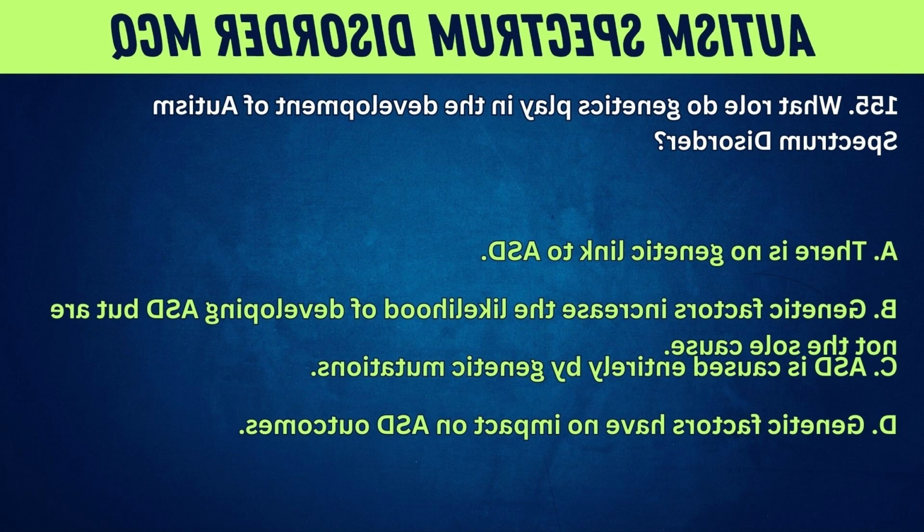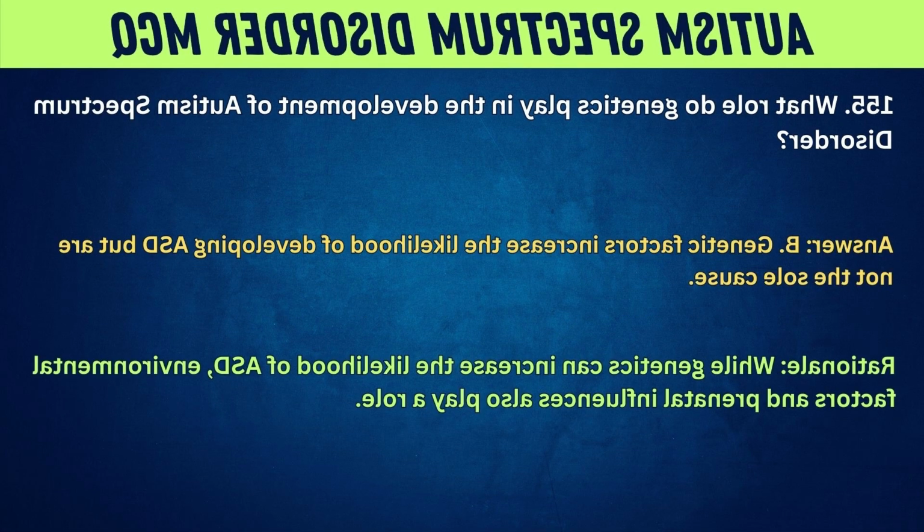155. What role do genetics play in the development of autism spectrum disorder? A. There is no genetic link to ASD. B. Genetic factors increase the likelihood of developing ASD, but are not the sole cause. C. ASD is caused entirely by genetic mutations. D. Genetic factors have no impact on ASD outcomes. Answer: B. Genetic factors increase the likelihood of developing ASD, but are not the sole cause. Rationale: While genetics can increase the likelihood of ASD, environmental factors and prenatal influences also play a role.